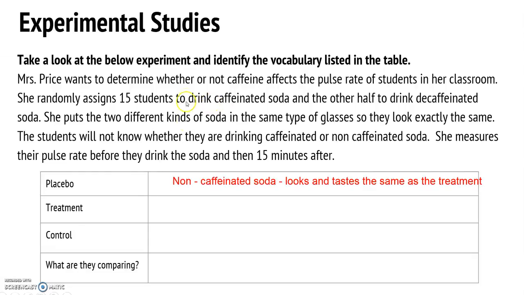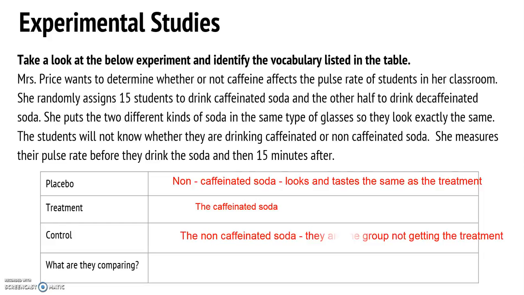So in this case, we actually do have a placebo. It's the non-caffeinated soda because it looks and tastes exactly the same as the treatment. All right, since it's exactly the same. The treatment is the caffeinated soda because that's what we want to see if it affects the pulse rates. The control group is going to be the non-caffeinated soda. They're the control group because they're not getting the treatment. And in this case, it is the same as the placebo.